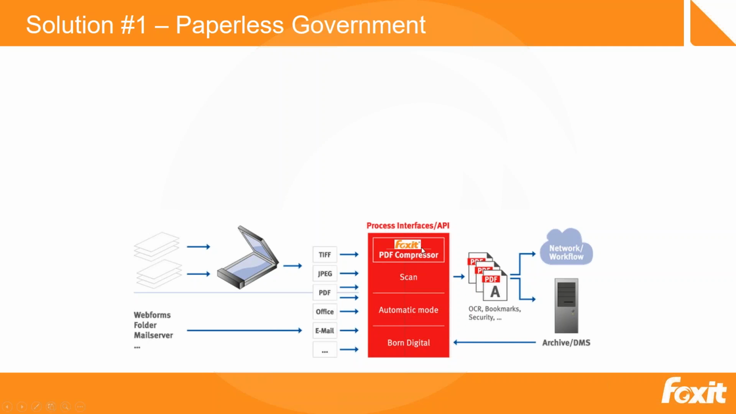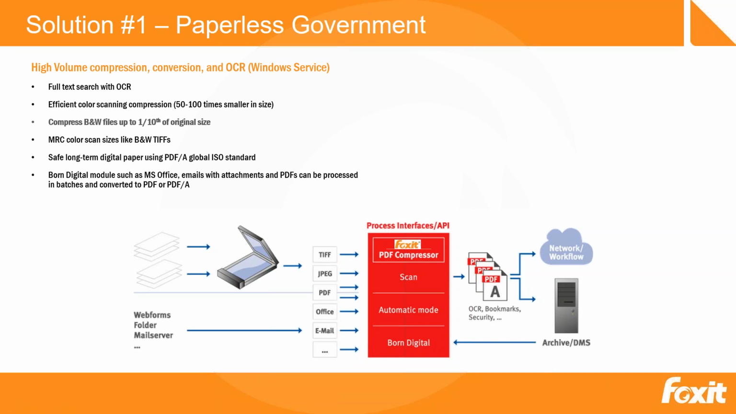So with our technology, this is around PDF Compressor as well, and then Rendition Server also falls into this category, where it does high volume compression conversion. Our compression is based on MRC technology. It reduces sizes from 50 to 100 times smaller for color, and up to 1/10 the size for black and white. So if you have digital sources, not only scanned documents but digital sources such as Word documents, email attachments, etc., we call that digital born. You can also convert that to PDF or PDF/A for archiving, right? So when you archive it, it's self-contained and it's preserved so that years down the road you'll still be able to view it with the right fonts, etc.